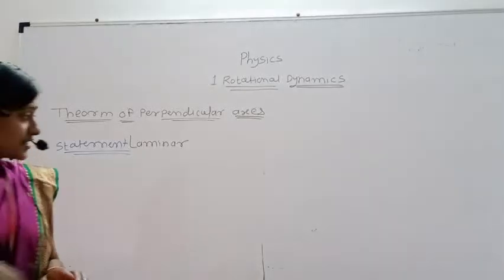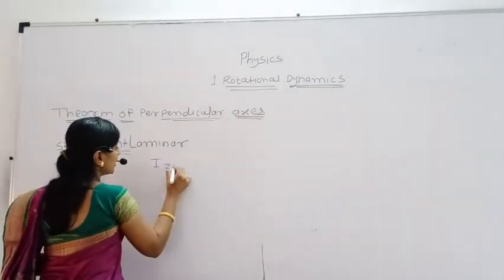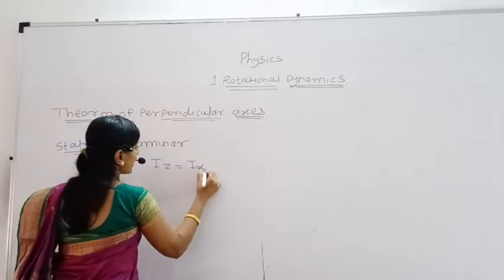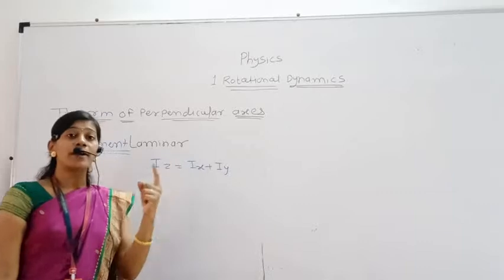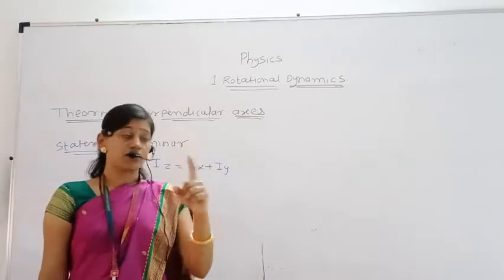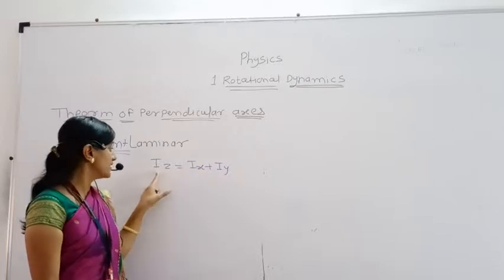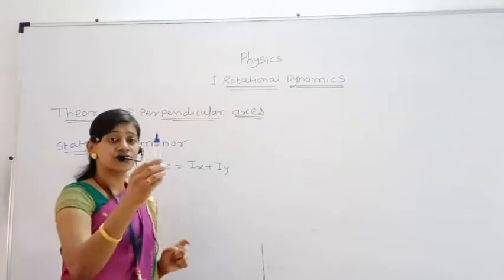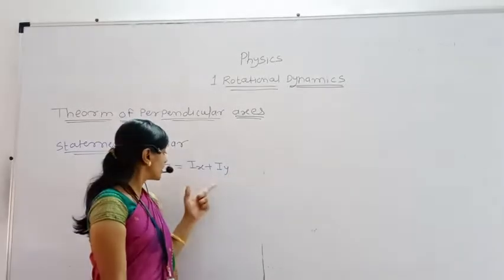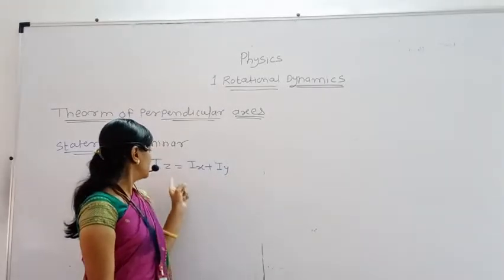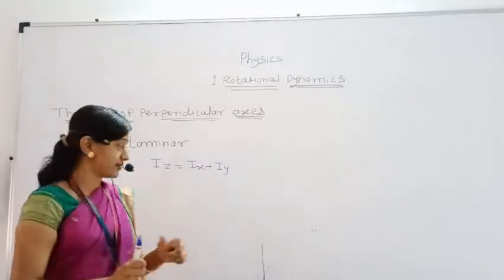See, this is a simple concept. As per that concept, if we write the equation, Iz is equal to Ix plus Iy. Now Iz means the perpendicular axis. Here I will draw the diagram also, but I want to tell you Iz means the perpendicular axis of a laminar body. Next, Ix and Iy, what are they? Iz means the moment of inertia of a laminar body about the perpendicular axis.